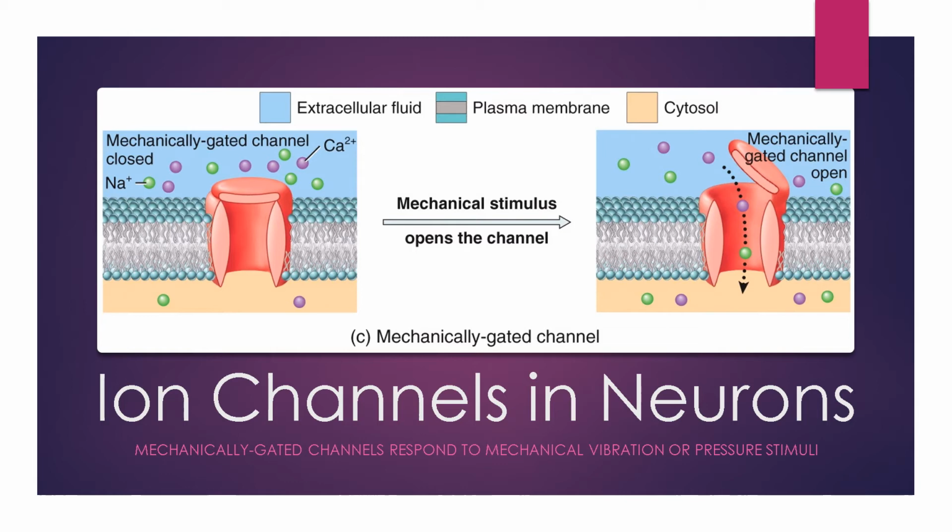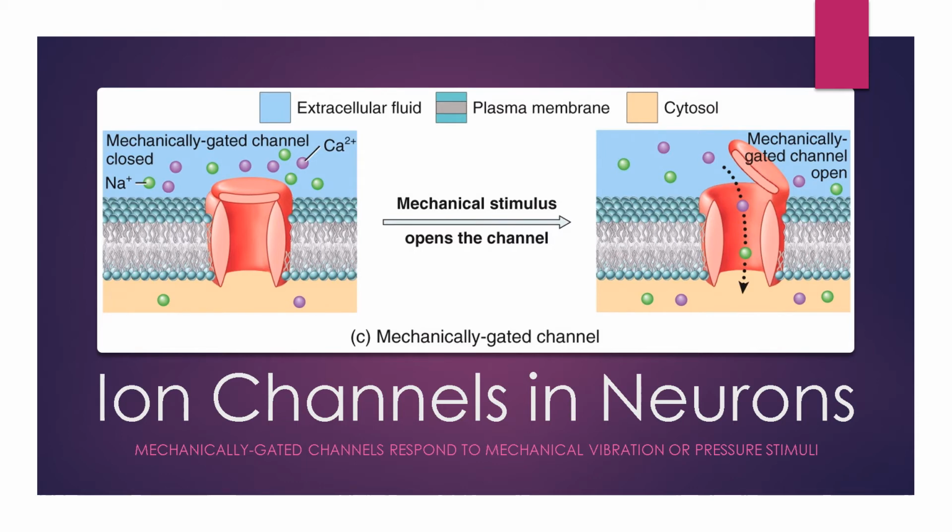Mechanically gated channels are channels that open or close in response to mechanical stimulation, and this can be in the form of vibration, like sound waves. It could be in the form of touch or pressure or even tissue stretching. The force will actually distort the channel from its resting position, which physically opens the gate. Now, examples of mechanically gated channels are those found in auditory receptors in the ears, receptors that monitor stretching of internal organs, and also in touch receptors and pressure receptors in the skin.